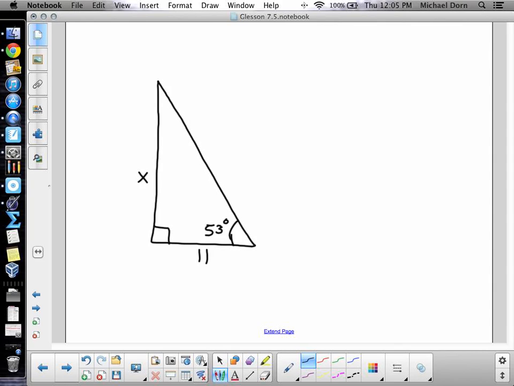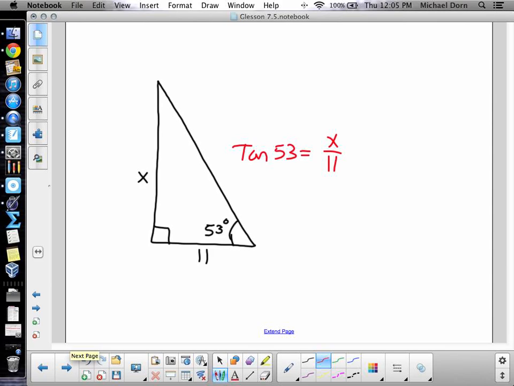The only ratio we have that we're working with is the tangent ratio, right? Which angle are we going to work with? 53. So I want to take the tangent of 53 has to equal what as a ratio? X over 11. Yay, the x is on top. I like it better when the x is on top. It's easier to solve.